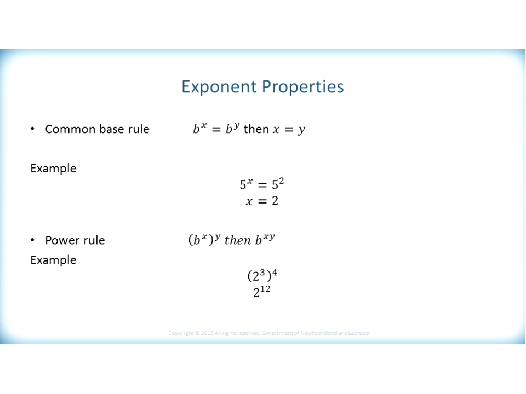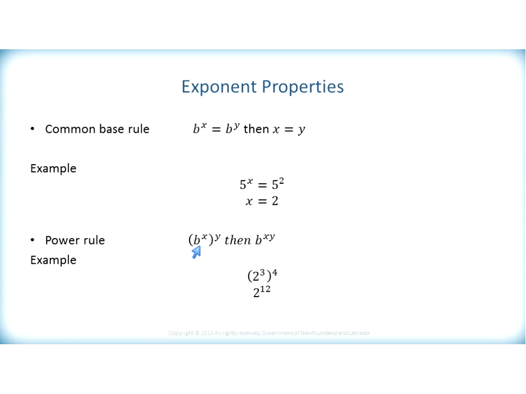So when we're looking at exponent properties, there are a couple of rules that would help us to solve. The common base rule, which says that if two powers are equal to each other and they have the same base, then their exponents must be equal to each other. For example, if 5 to the power of x is equal to 5 to the power of 2, then x must equal 2. And we will use this. This is a very important rule when solving exponential equations.